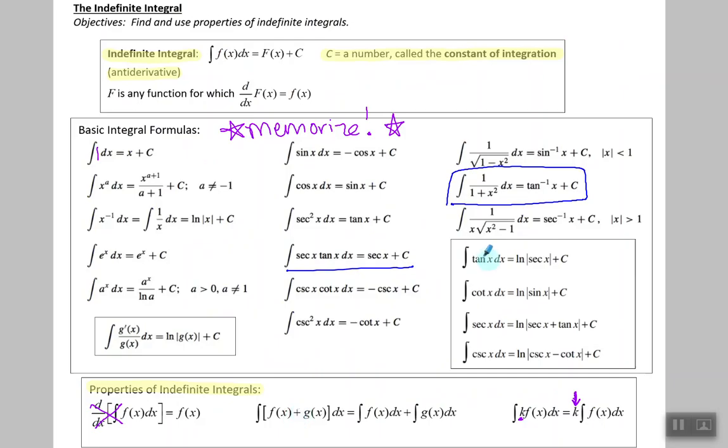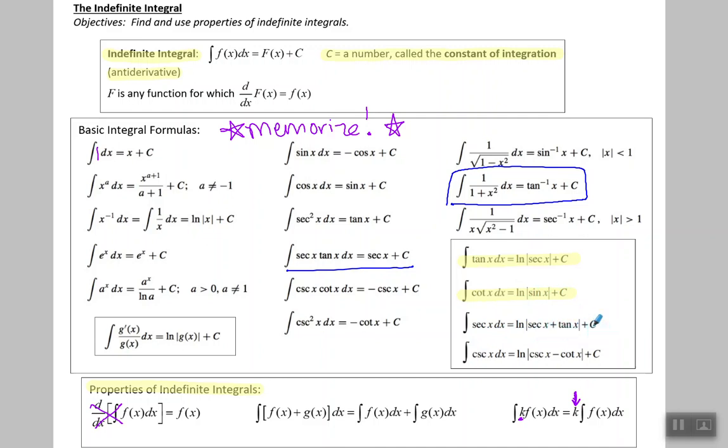Ultimately, let's make sure we memorize these 4 new trig antiderivatives that come from strategies like what we just talked about. The integral of tangent x is natural log of absolute value of secant x plus c. The integral of cotangent x dx is natural log of absolute value of sine x plus c. The integral of secant x dx is the natural log of the absolute value of secant x plus tangent x plus c.